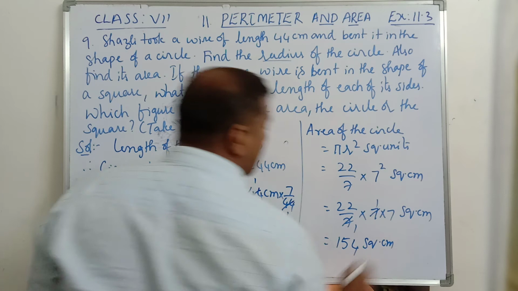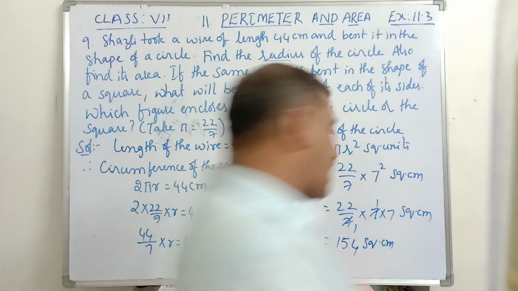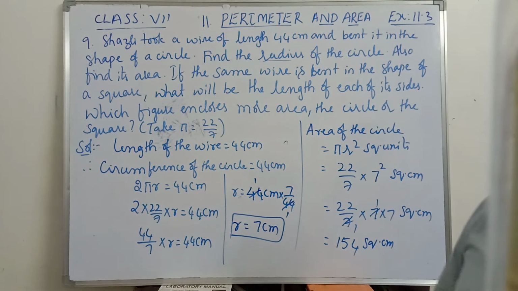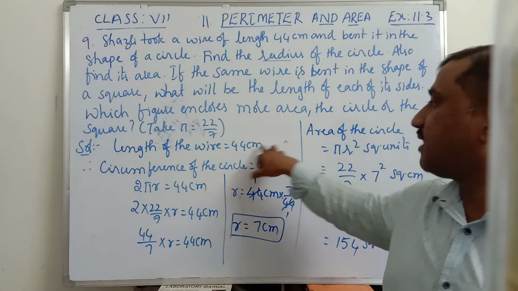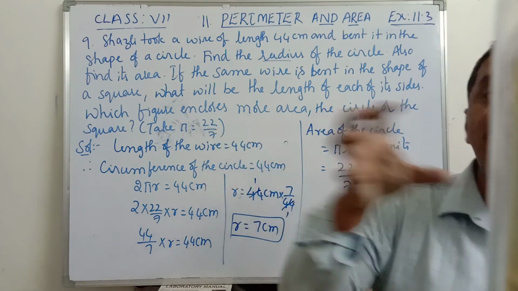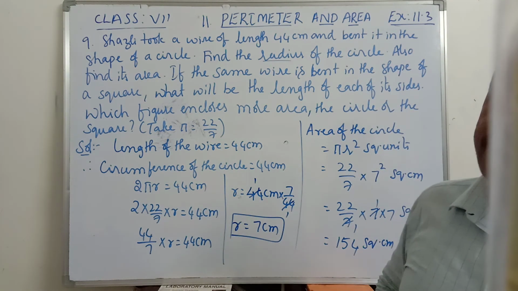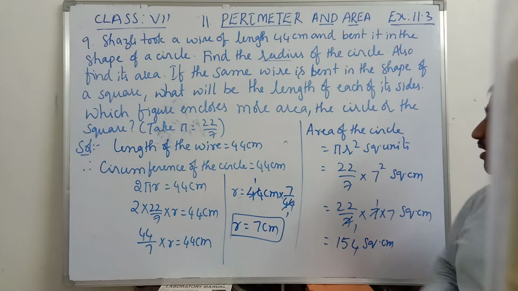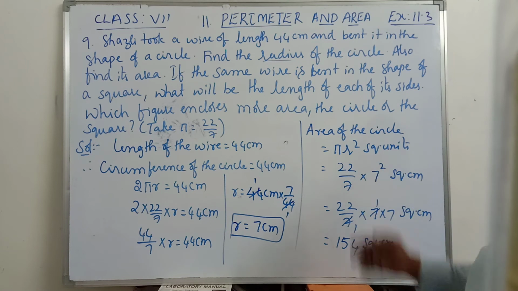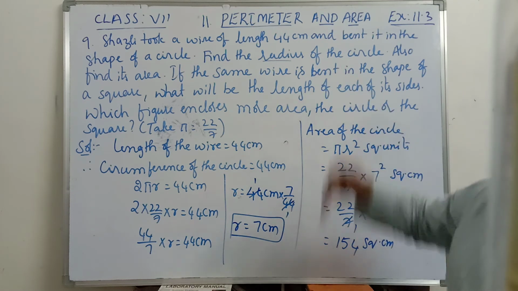Square centimeter is the area of the circle. So area of the circle is 154 square centimeters. See here, the wire is given, it is bent in the form of a circle. So the length of the wire is nothing but the circumference of the circle. From that, using 2 pi r equals 44 centimeters, we can find the radius as 7 centimeters. Now area of the circle is equal to pi r square units. Then we can find its area as 154 square centimeters. So half of the problem is over.